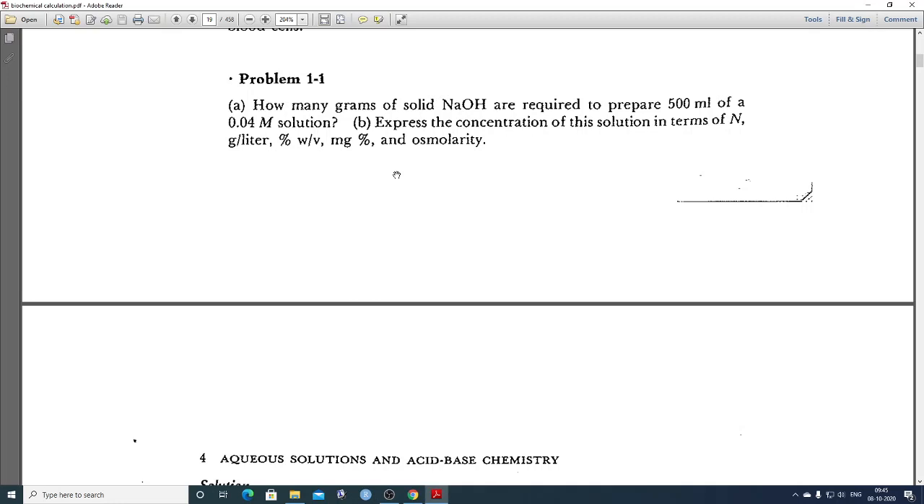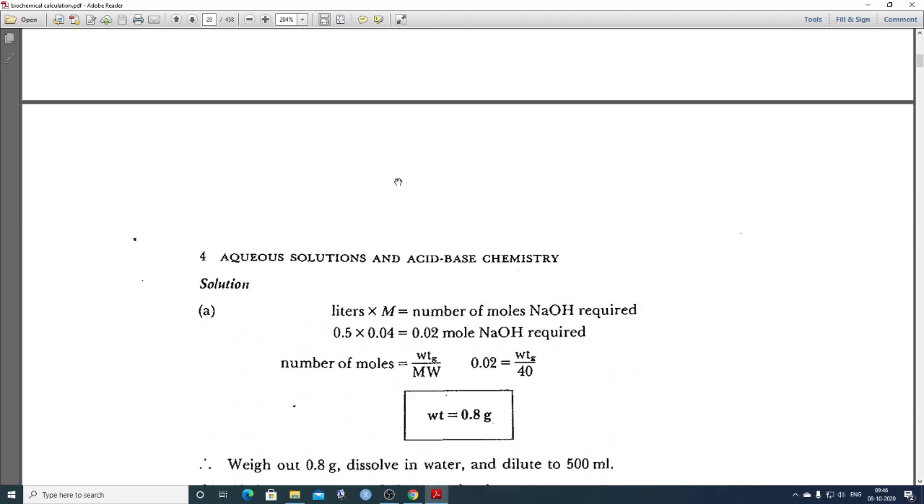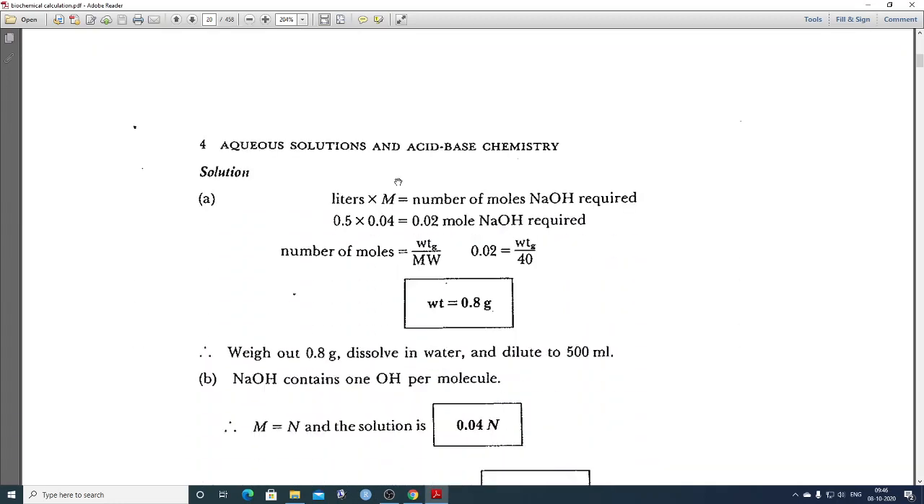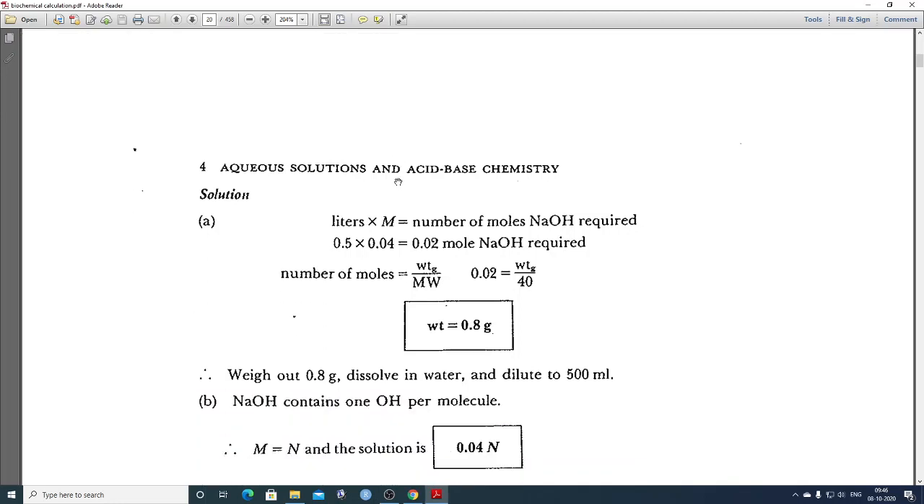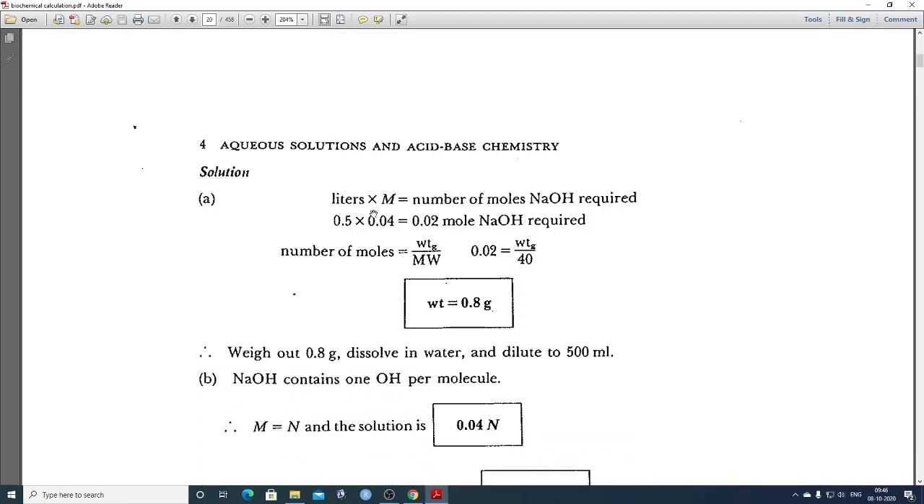Then express the concentration of this solution in terms of normality, grams per liter, percent weight by volume, milligram percent, and osmolarity. So previously whatever we have learned, we have to apply here. So for example, here is the solution.